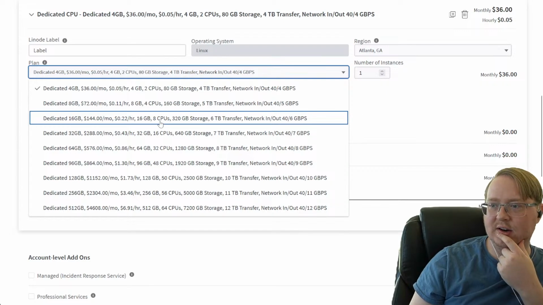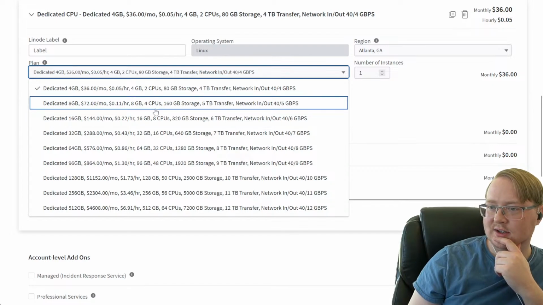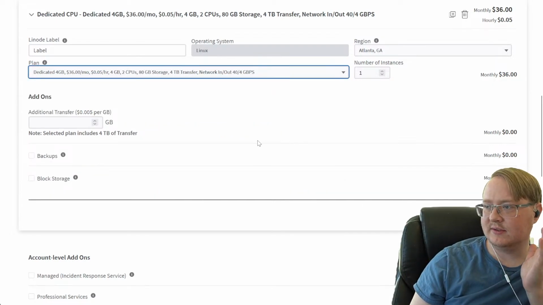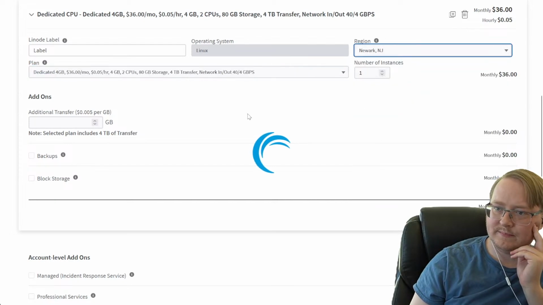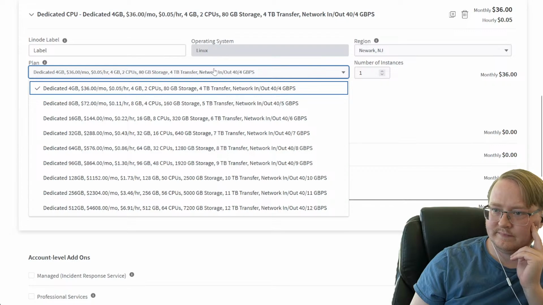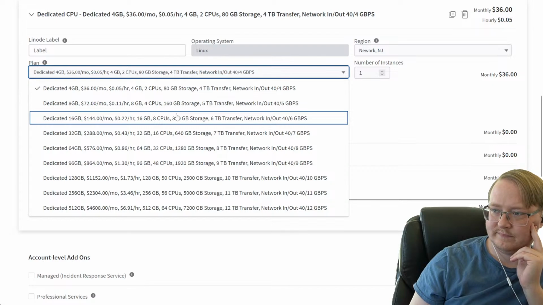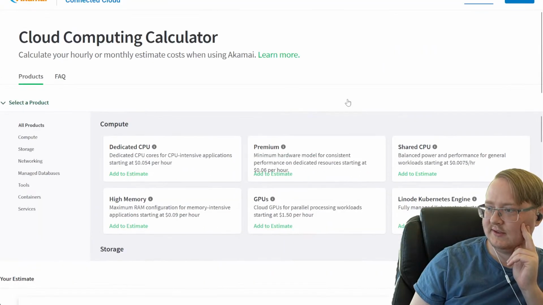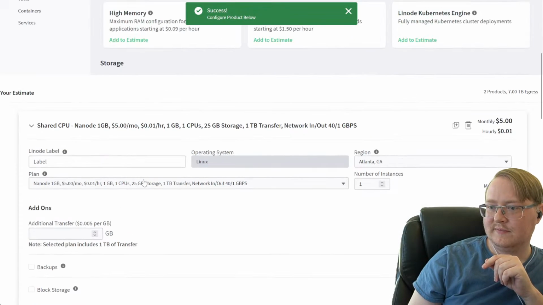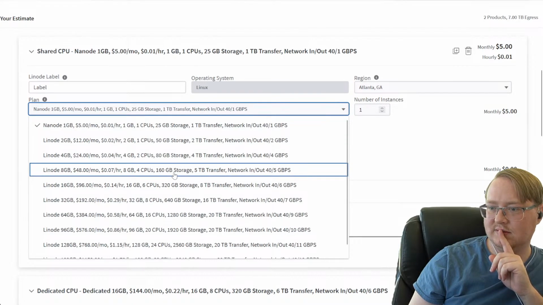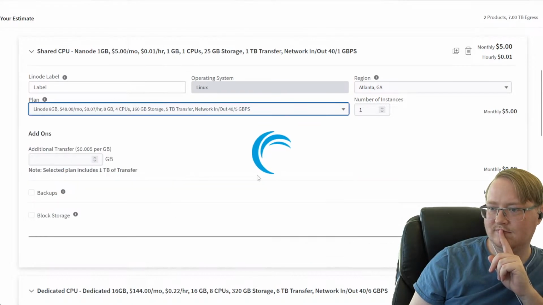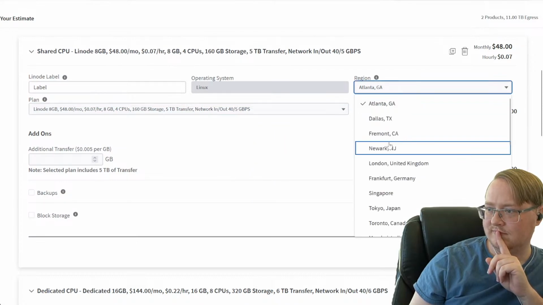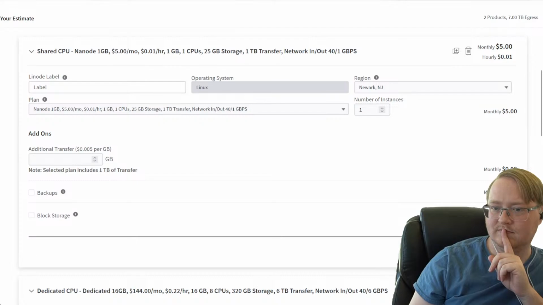Like, we don't even need 100 gigabytes of storage. I really wish I could dial this in. Good God, they're all so expensive. Yeah, I think Linode is just out, guys. It's just too expensive. See, even a shared CPU. Yeah, they got bought.